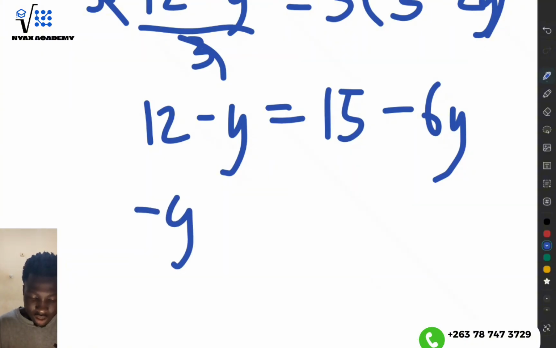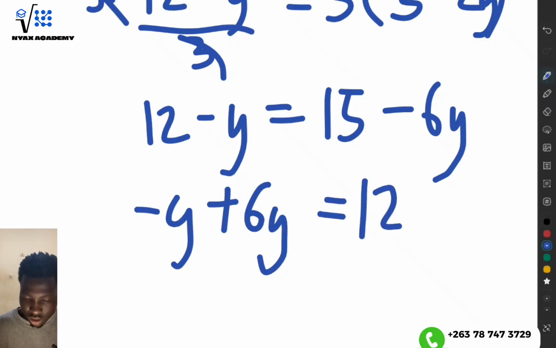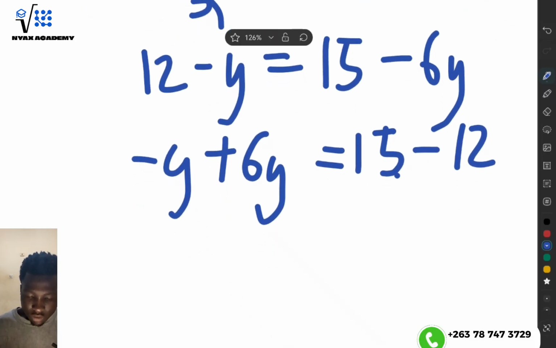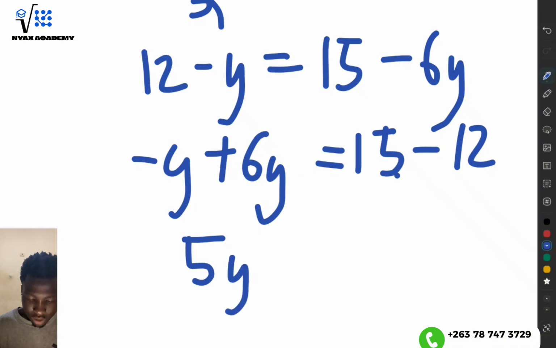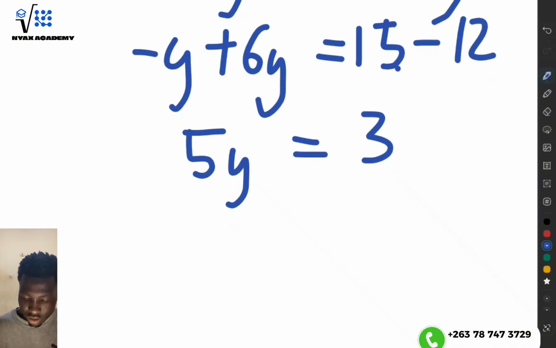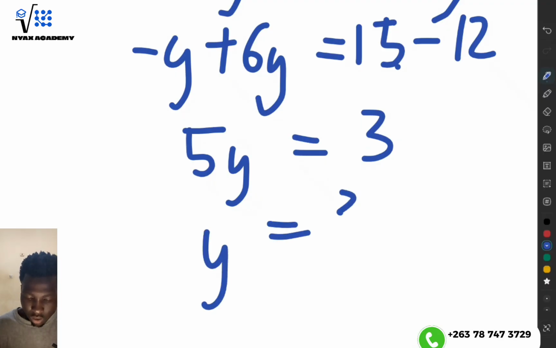So on the left hand side, negative y group with negative 6y plus what? 6y is equal to what? 12, a positive becomes a negative. I missed a step right there. So we're saying it's equal to what? 15 minus 12. Negative y plus 6y, we get what? We get 5y equating to what? Equating to 3. So the value of y was what? Was 3 over 5.